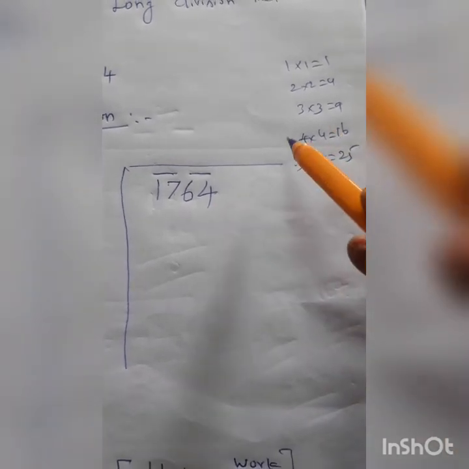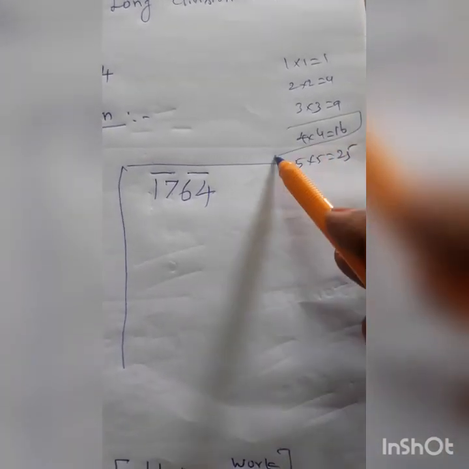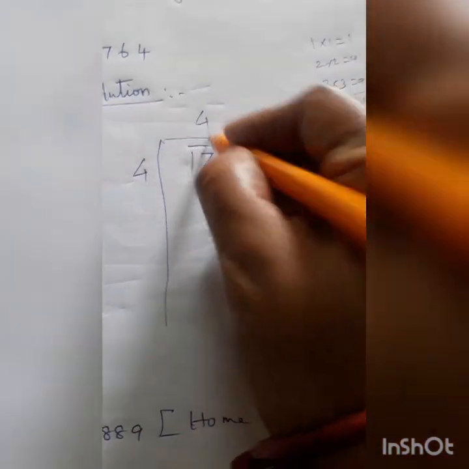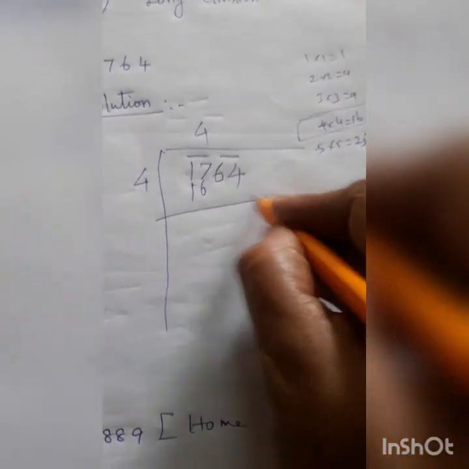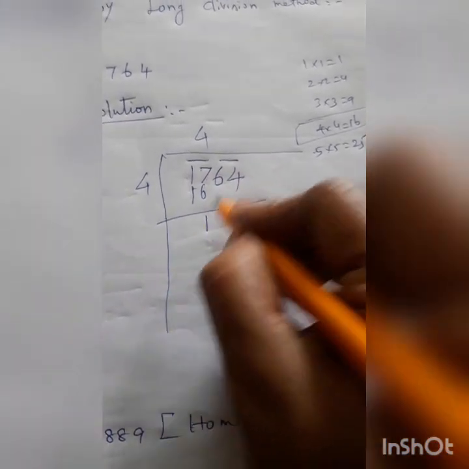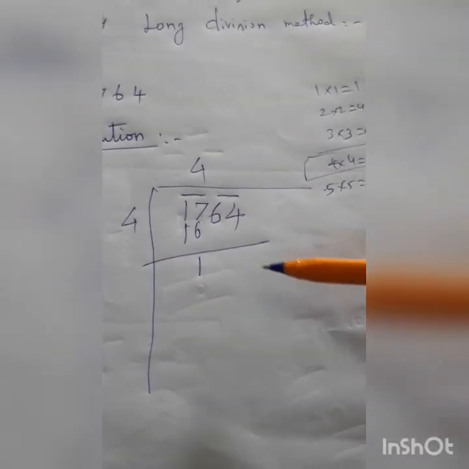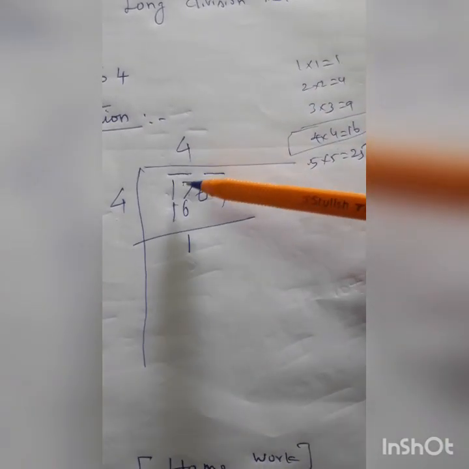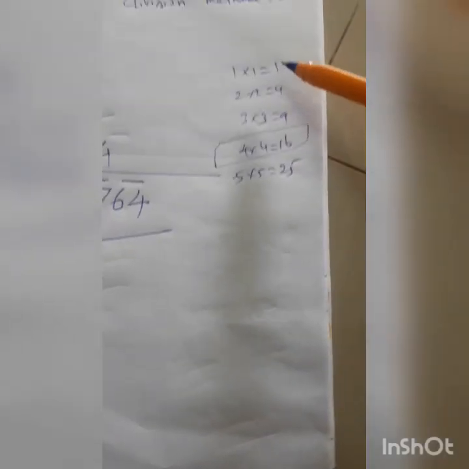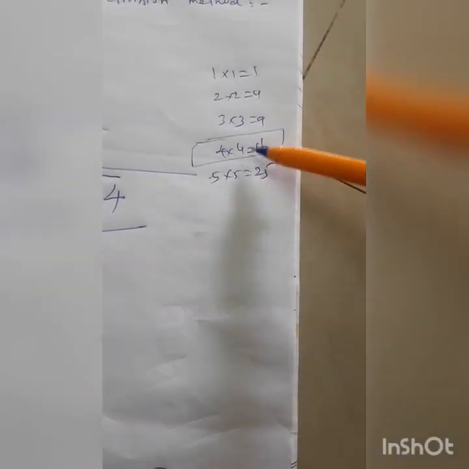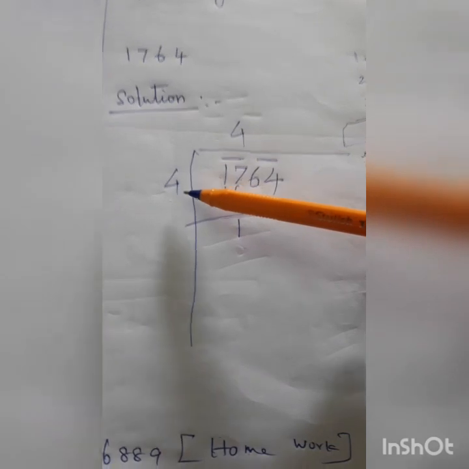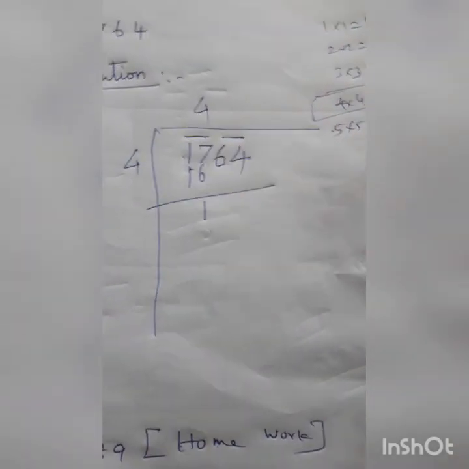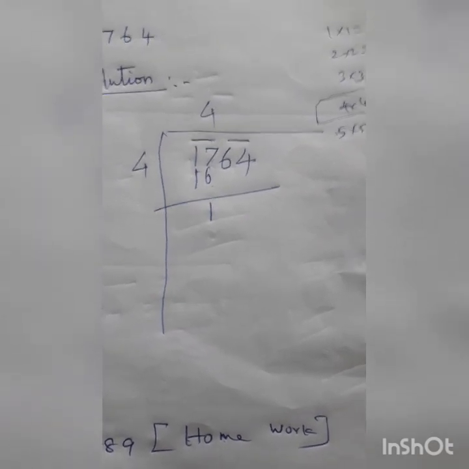4 4s are 16. Now underline these numbers with a pencil. 4 4s are 16, 4 4s are 16. 7 minus 6 is 1. This is the first step. Understand the step: given the number, write inside, underline 2 numbers. First number is 17. Using the square table, 4 4s are 16 only is possible. Write 4 here and here. Write the answer down. Now 7 minus 6, what is the answer? 1. This is the first step.